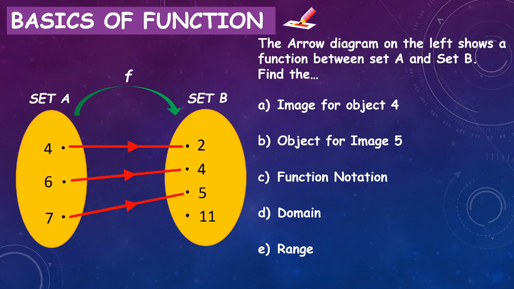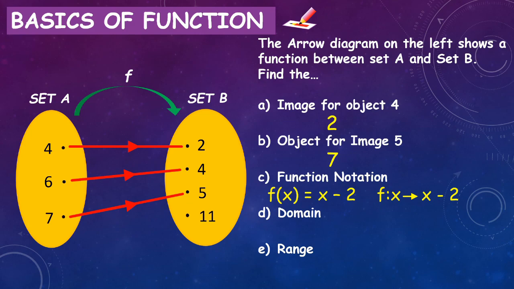Image for object 4. Object 4 is connected to the image 2, so the answer is 2. Object for image 5. We look at which object is connected to the image 5. The answer is 7. For function notation, we have to figure out how the images are related to the objects. Looking at the three pairs, we notice that they have a difference of 2. Therefore, f(x) equals x minus 2.